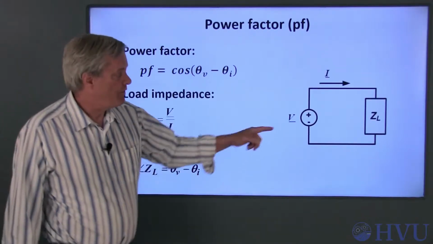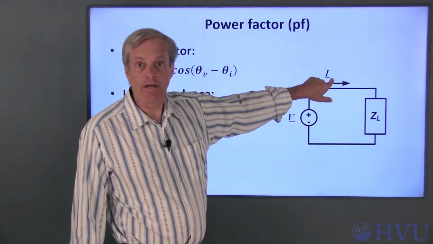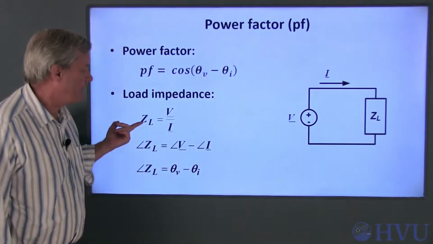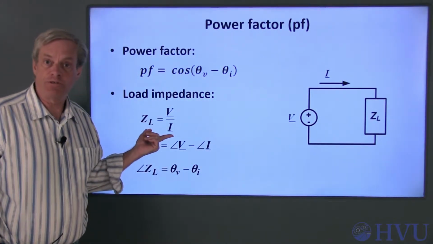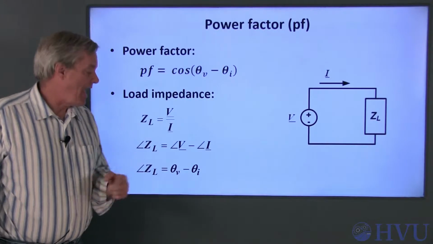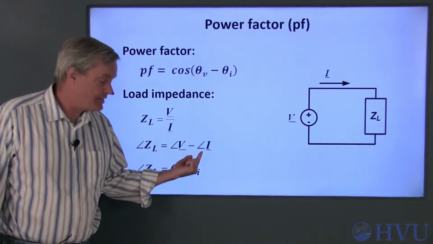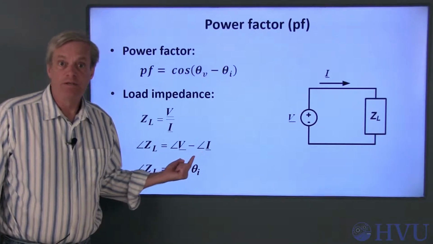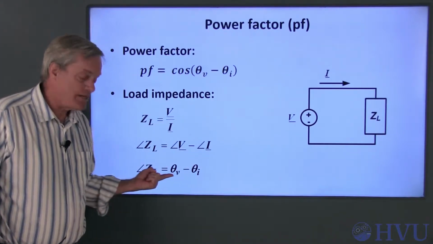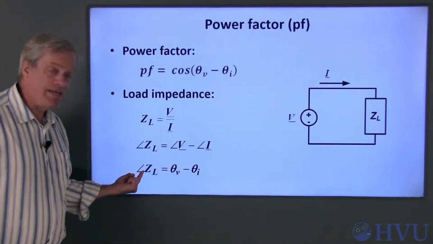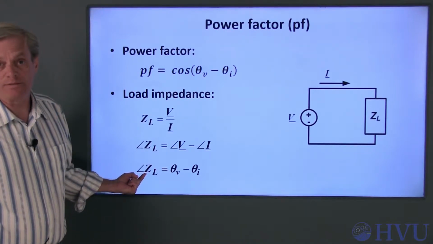So if I have a load with some voltage and some current, the load impedance is defined as the ratio of the voltage phasor to the current phasor. That means that the angle of the impedance is equal to the angle of the voltage phasor minus the angle of the current phasor. So the phase angle difference in the power factor is just the phase angle of the load impedance.